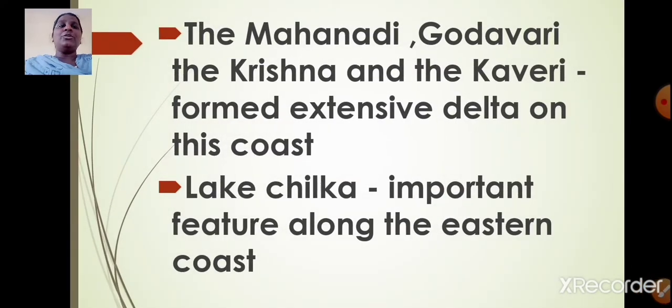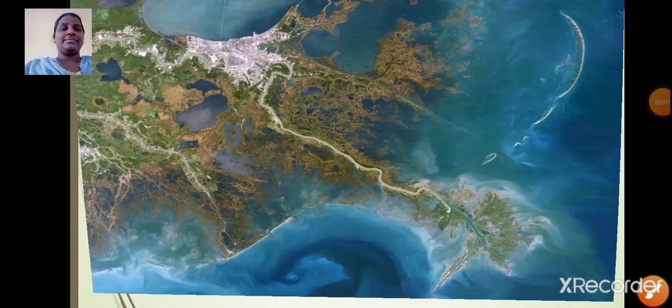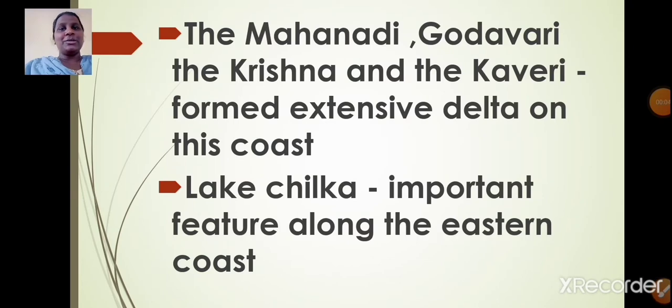The Mahanadi, Godavari, the Krishna and Kaveri formed extensive delta on this coast. Here in this image you can see delta. What is delta, students? You have learned this earlier also. Delta is an area of land at the mouth of river formed by the deposition of sediments carried by the rivers. The Mahanadi, Godavari, the Krishna and the Kaveri formed extensive delta on this coast.